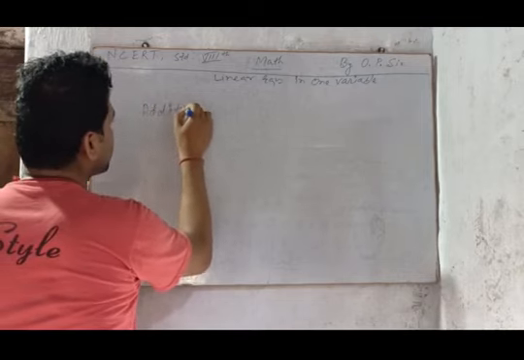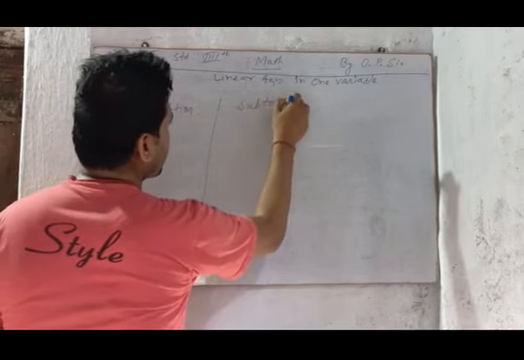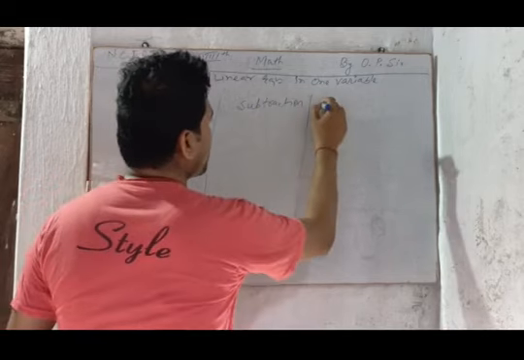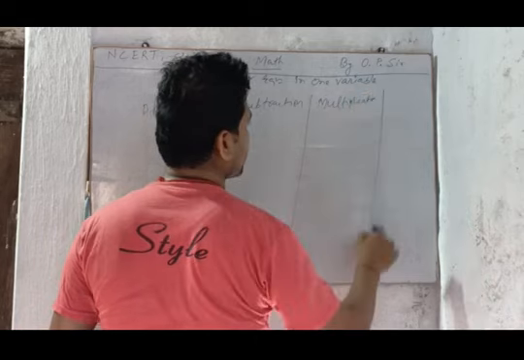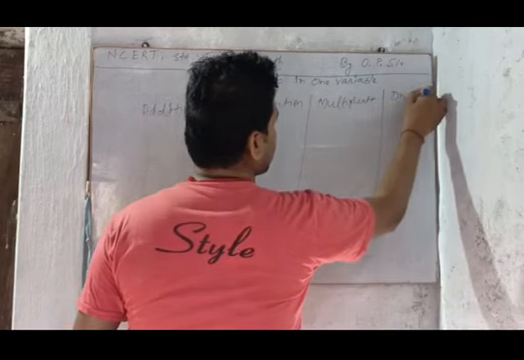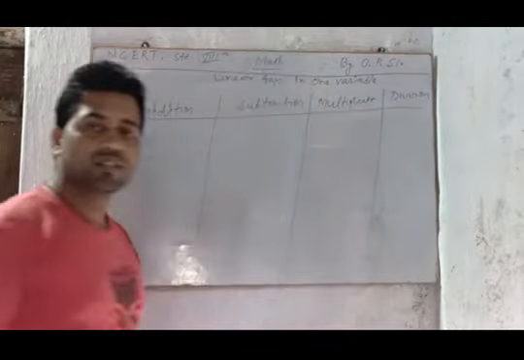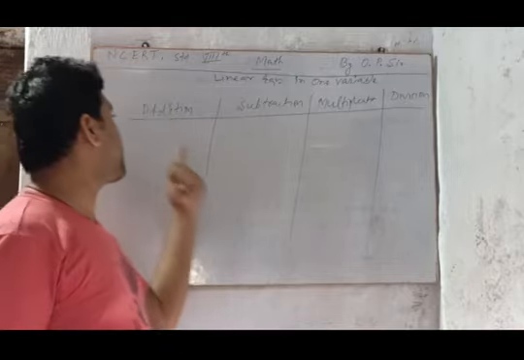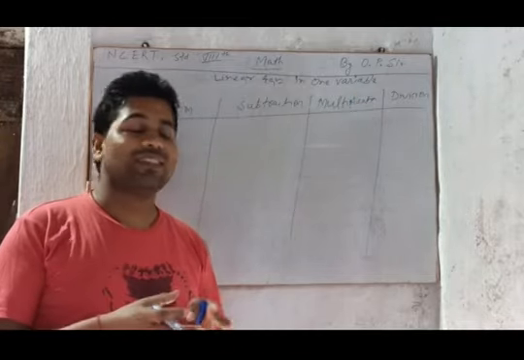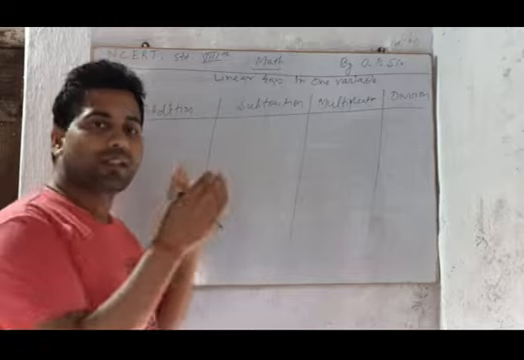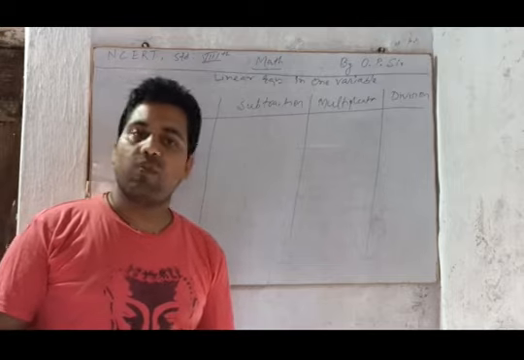addition, subtraction, multiplication, and division. Dear students, these are the different words which will come for addition, for subtraction, for multiplication, and for division. They have been collected from different questions, so that when a student sees them one or two times, they will be able to understand that these types of words may come in a word problem question.